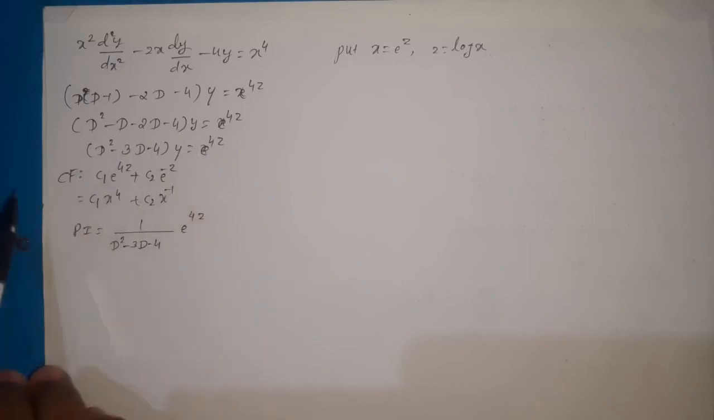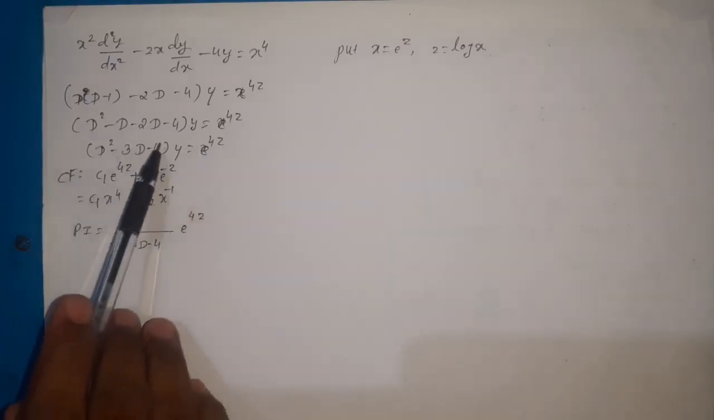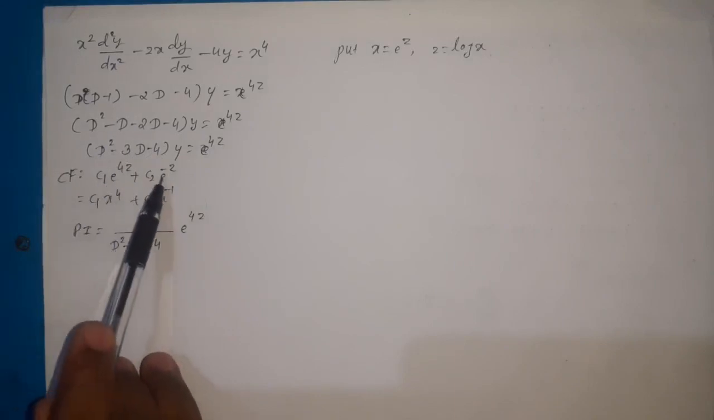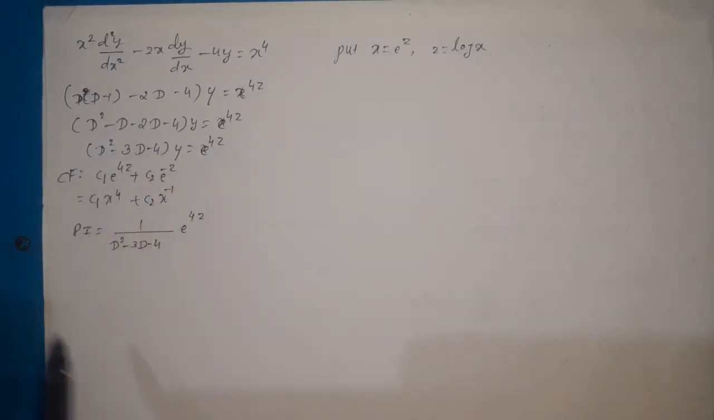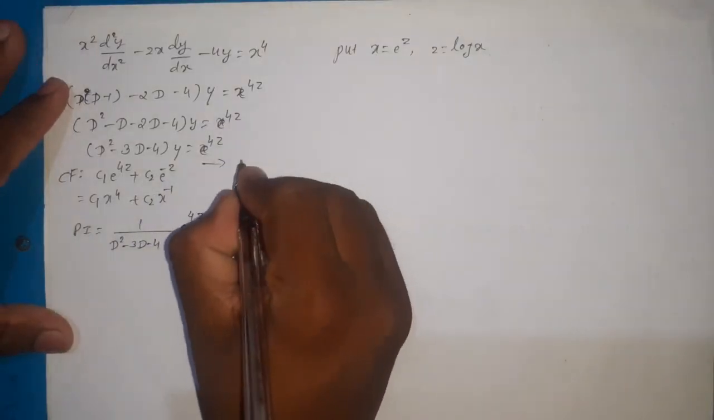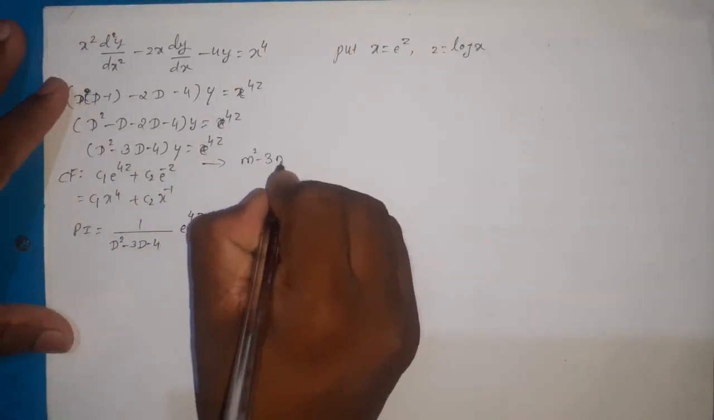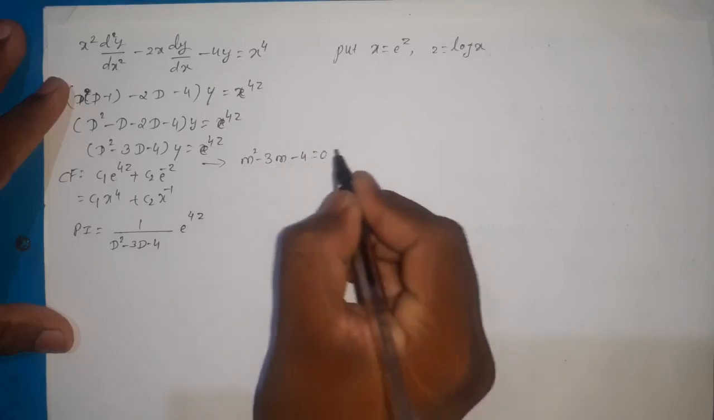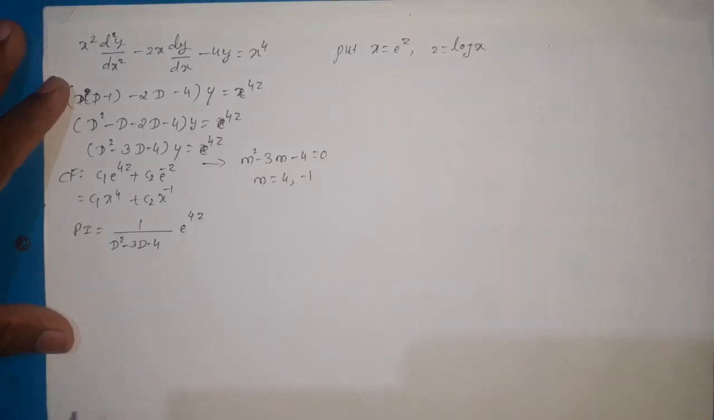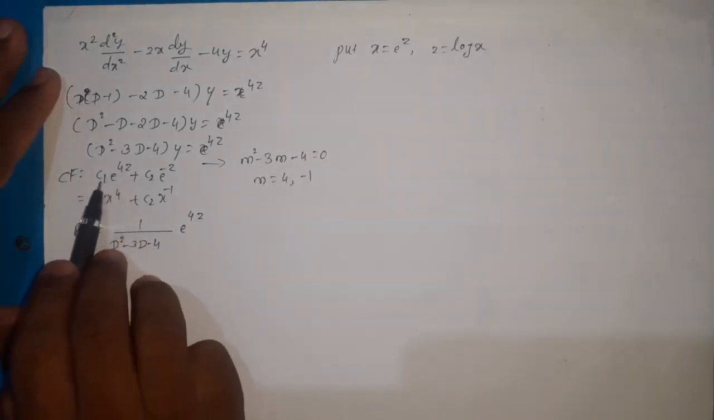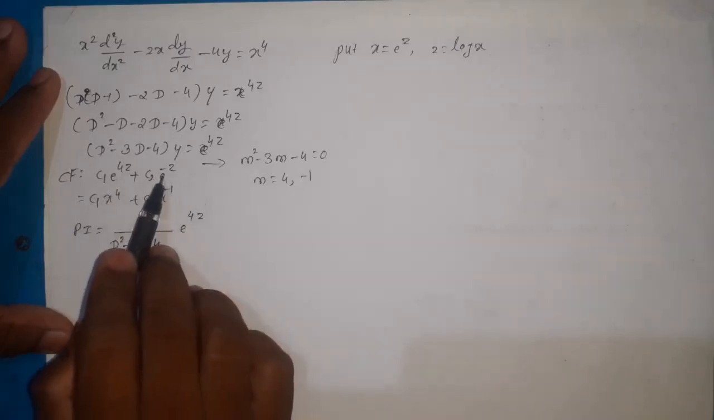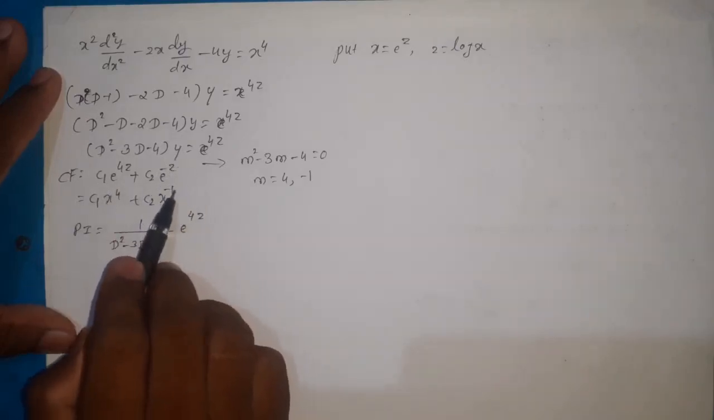and the complementary function for this equation is c1 e power 4z plus c2 e power minus z. Means here we have not written the auxiliary equation. Here the auxiliary equation is what? m square minus 3m minus 4 equal to 0. The roots are 4 and minus 1. Then it is c1 e power 4z. This e power 4z is x power 4 and e power minus z is x power minus 1.